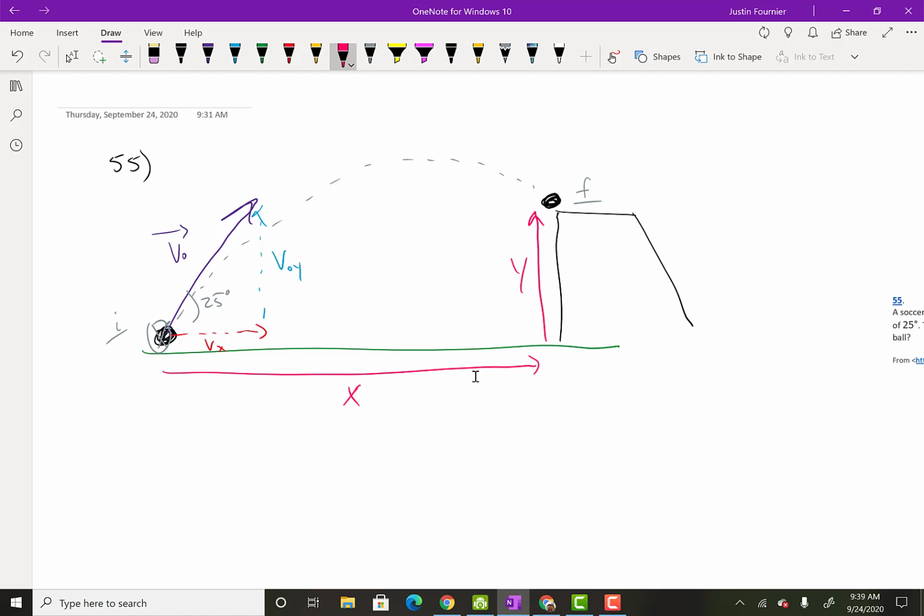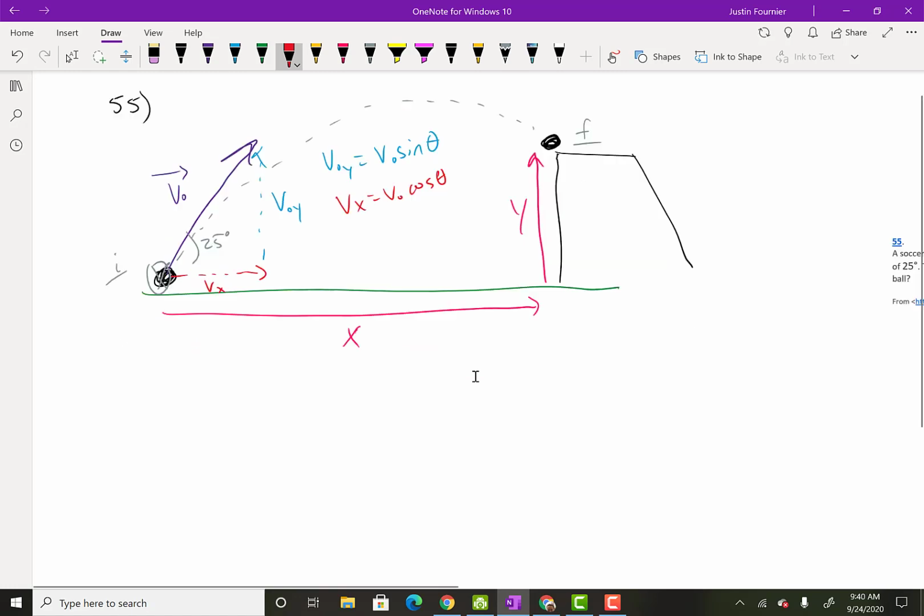I can already get, hopefully you get this trigonometry, that V naught y equals V naught sine of theta, or 25. I'm going to try and do this algebraically. If it gets too messy and starts to drive me nuts, I might just plug in numbers for simplicity's sake. But I can also get Vx: Vx is going to be V naught cosine theta. That's using trigonometry.